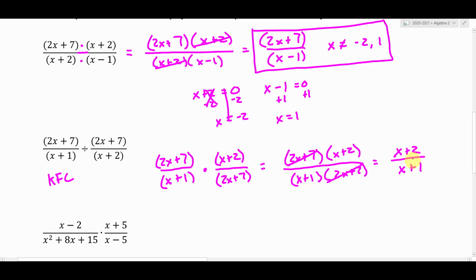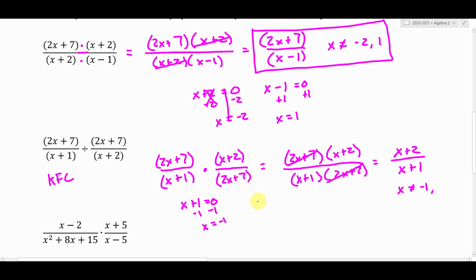So there's my simplified rational expression, and then I have to go back to here to get my excluded values. So if I take x plus 1 and set it equal to 0, I would solve, and we would find that x equals -1. So x equals -1 has to be excluded from the domain. I cannot allow x to be -1 because it would create a 0 in the bottom of my fraction.